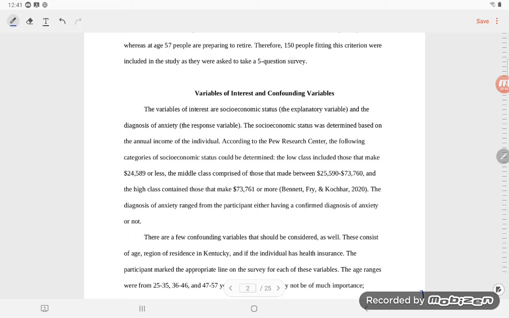And then they mentioned they went with 150 people fitting this criteria for the study, taking a 5-question survey. Now, this is a very slight issue, but they say they want 150 people and they're going to use a survey. Well, if you want a decent response to surveys, there's a good chance that you would need to target way more than 150 people to get 150 decent responses. And by decent, I mean they filled out the whole survey and they fit your criteria of being from Kentucky and so forth.